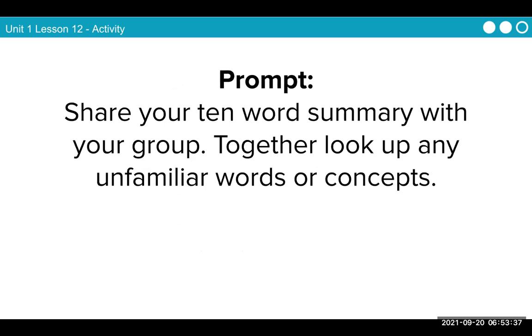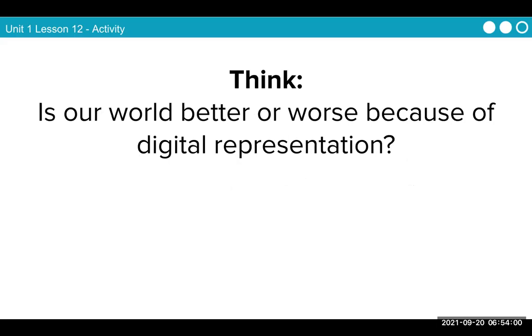Share your summary with your group. Together, look up any unfamiliar words or concepts. So again, everybody should be in groups of 3 of just 1s or 2s or 3s. Share your summary with your group, and then together look up any unfamiliar words or concepts that you ran into in the article. Think, is our world better or worse because of digital representation? What do you think according to your article? You can share out.